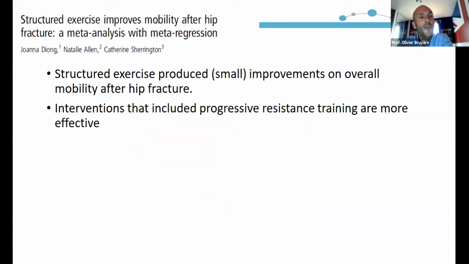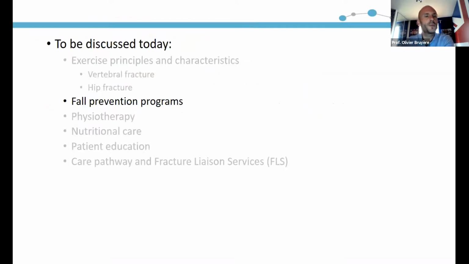If we look also at another meta-analysis, it was suggested that structured exercise could produce an improvement in the overall mobility after the hip fracture. But once again, it's mainly in interventions that included progressive resistance training that we've got the more beneficial effect. So once again, all exercises are effective, but if you perform some progressive resistance training and body balance exercises, you improve much more the mobility of your patient.